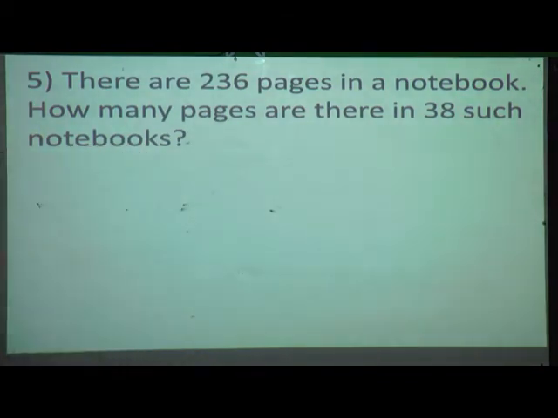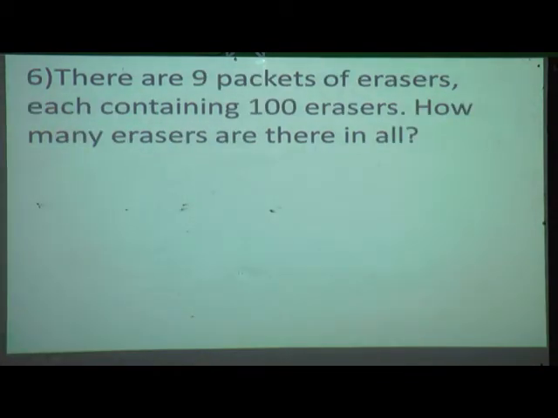See the next question. What is the next question? Question number 6. Read it carefully. The question is, there are 9 packets of eraser. See, how many packets are there? There are 9 packets. Each packet contains 100 erasers. How many erasers are there in all?